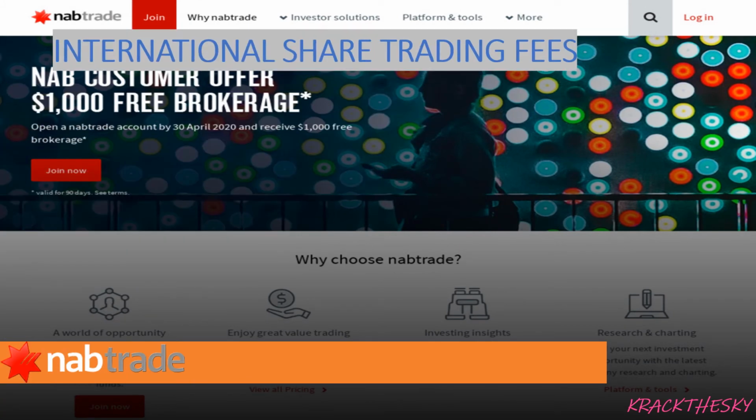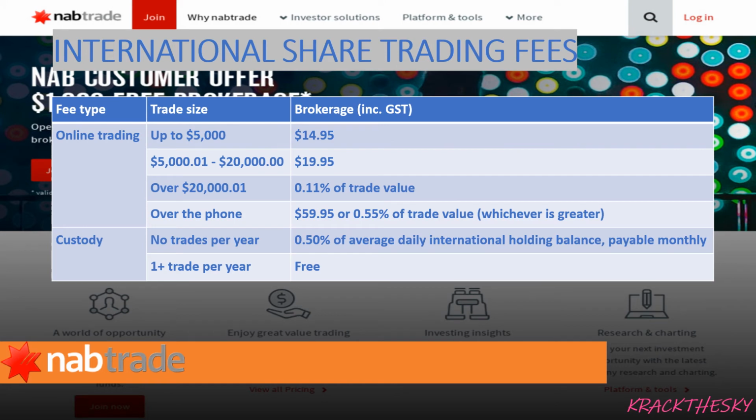So look at the international share trading fees. Online trading, pretty similar to the domestic fees here. If you're trading anything under $5,000, you're still looking at $14.95 per trade. Anything up to 20 grand, $19.95. Anything over 20 grand, it is 0.11%. Over the phone, still quite expensive. Yeah, so it's not too bad.